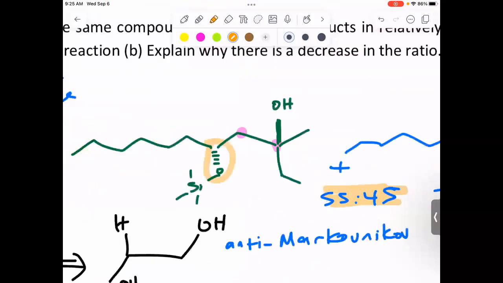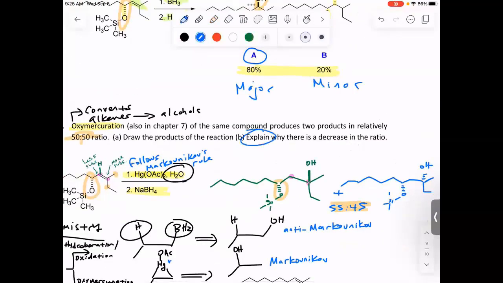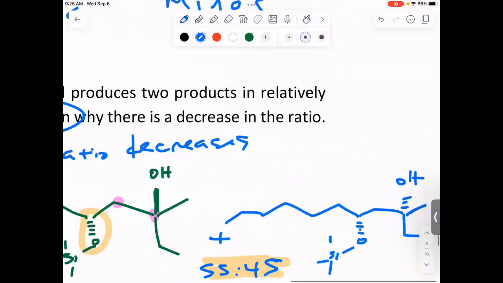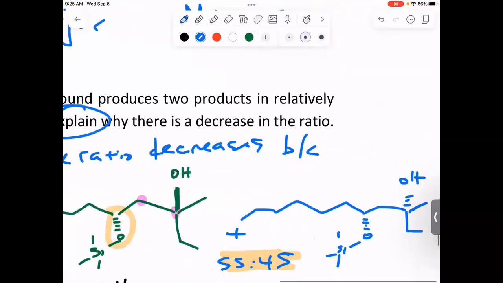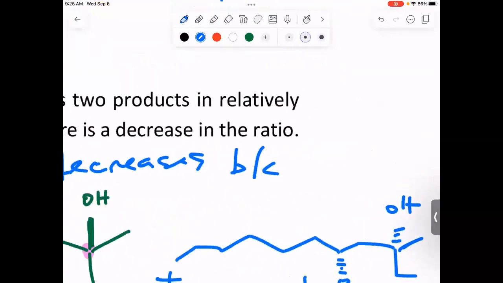You're right. So let's put that in a sentence, right? Because when it says explain, that needs to be in a sentence. It can't just be one word, proximity, or size, right? It's got to be a sentence. So how do we word that sentence? The ratio, I'll start you off, decreases because what? The substituents are further apart. Okay, so we'll say that.